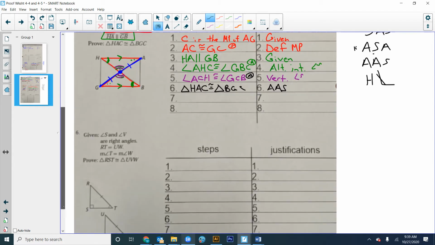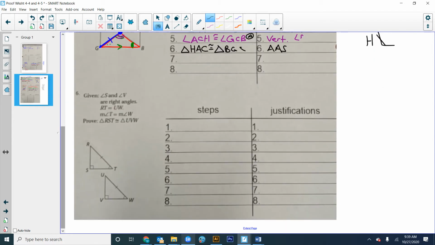I'm going to skip number 6. Okay, that was almost too easy. Here's what you have. No offense. Here, I'm just going to walk you through it. I'll talk you through it. I'm not going to write it all down.